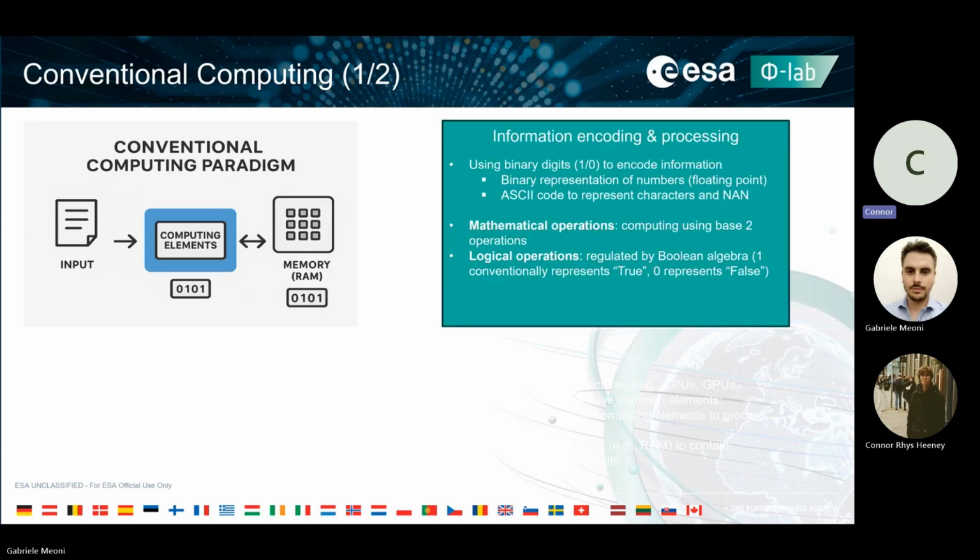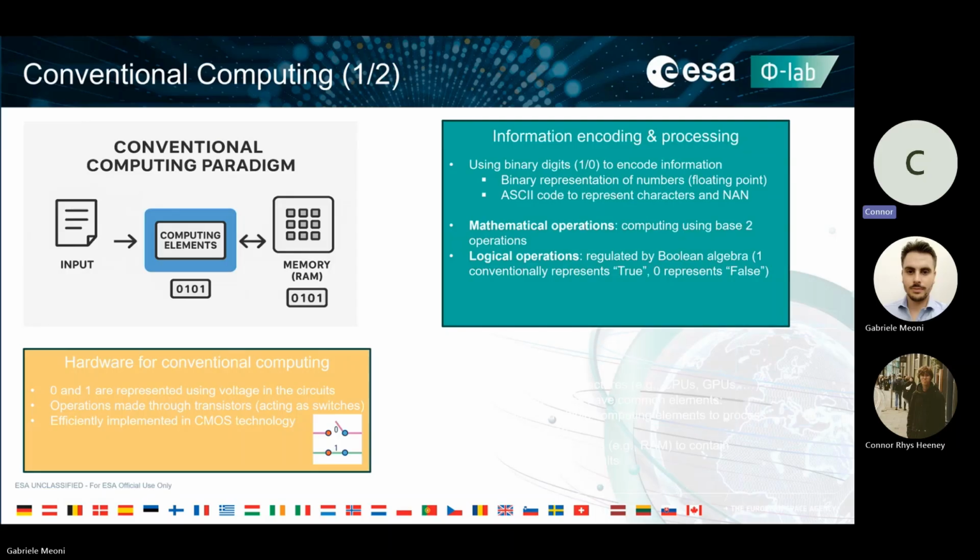Now, how do they work? As you probably know, they encode information using binary digits. There is a binary representation of numbers, for instance, floating point, fixed point, and so on. There is ASCII code allowing you to model numbers and letters by using binary digits. You can do mathematical and logical operations with your own computer, as you probably know. It's ruled by Boolean algebra and so on.